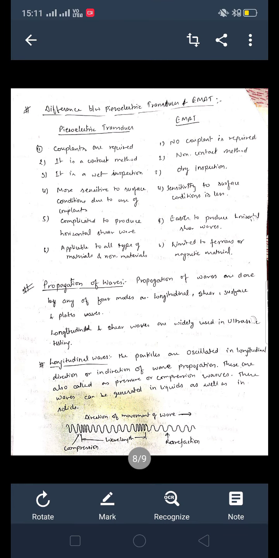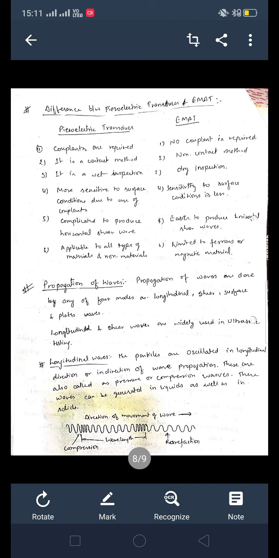The next point: the piezoelectric transducer is applicable to all types of materials, metals and non-metals. But in case of EMAT, it is limited to ferrous or magnetic materials only. Means the piezoelectric transducer is useful for metals or non-metals, but EMAT is only used for ferrous or magnetic material.